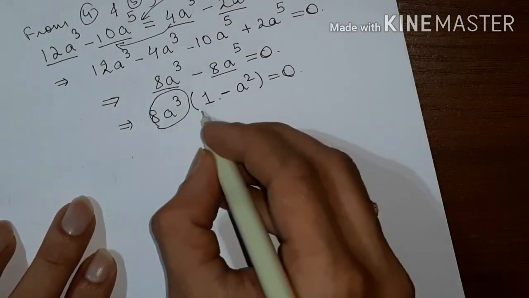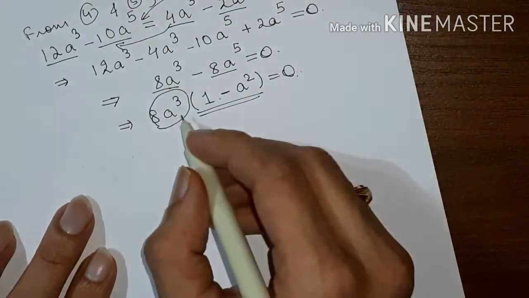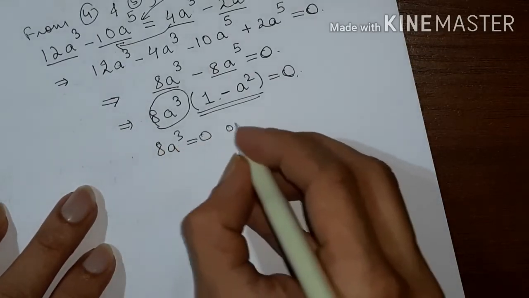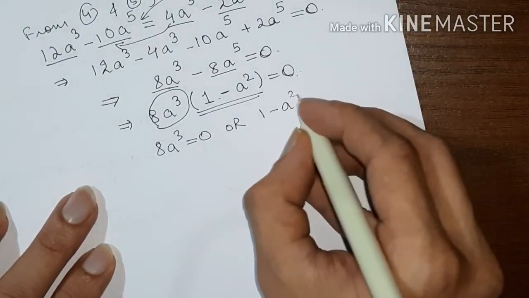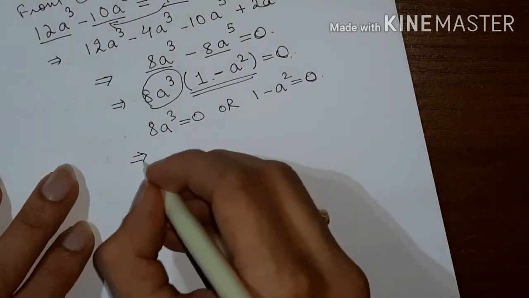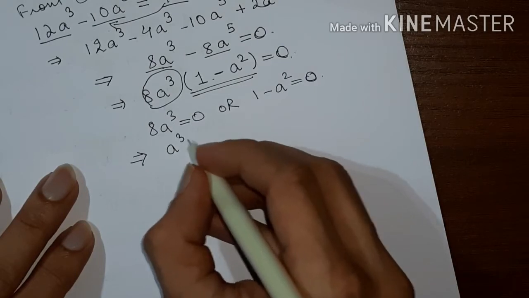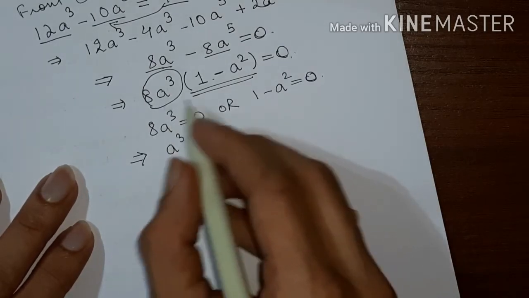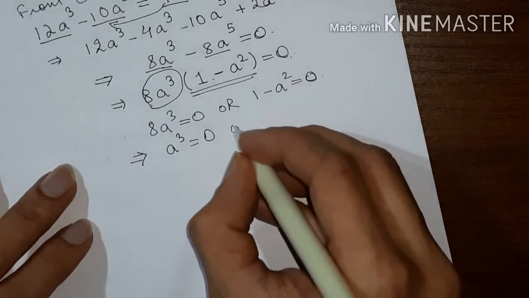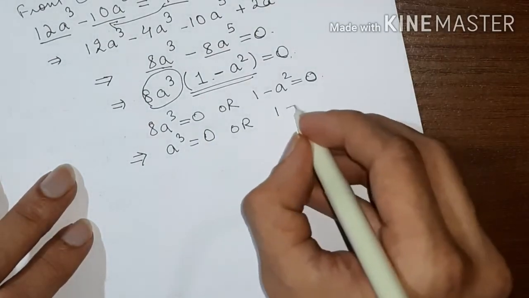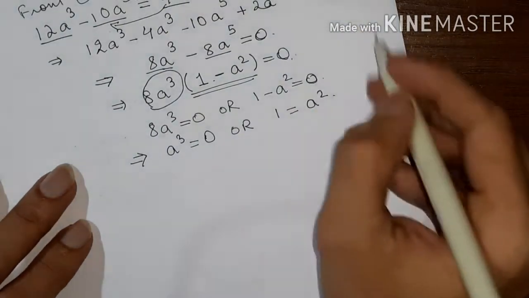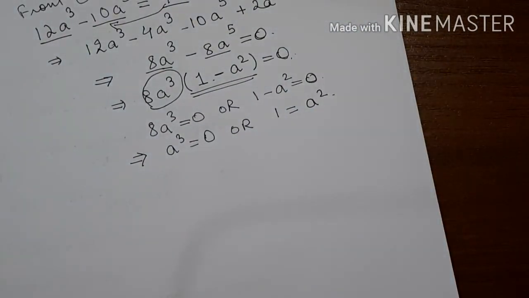Product of two numbers is 0 when either of them is 0. So 8a cube is equal to 0, or 1 minus a square is equal to 0, right? So that means a cube is equal to 0 if we divide both sides by 8. So a cube is equal to 0, or from here what we get is 1 is equal to a square, taking minus a square to the other side.